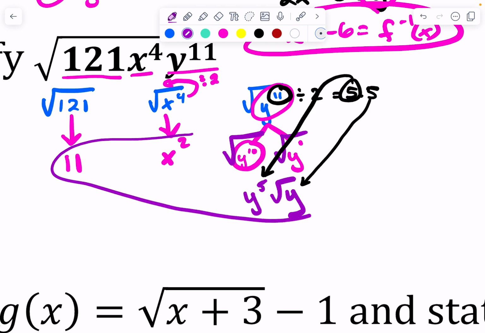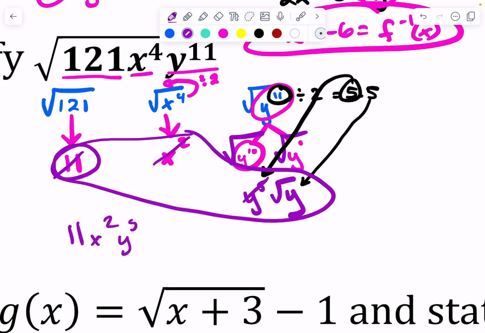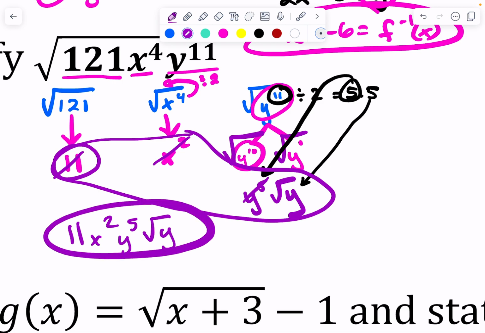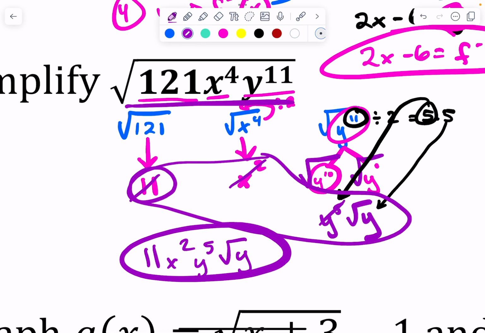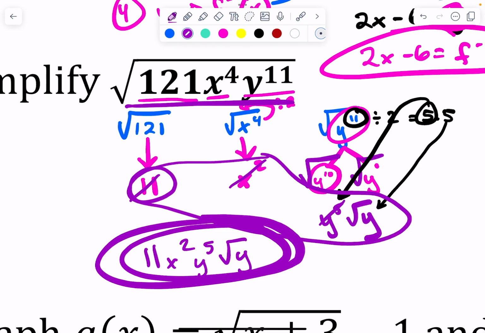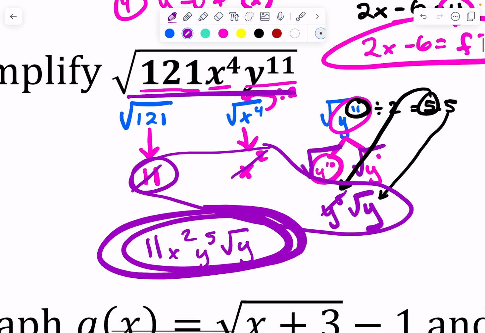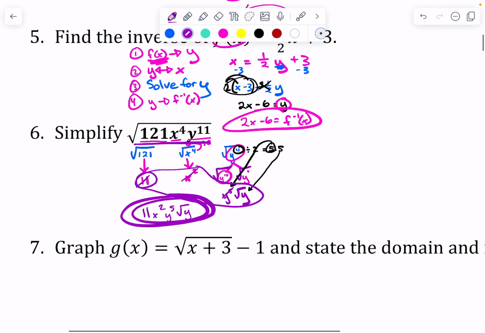Then all I have to do is put it all back together. So I've got these 3 pieces here, and I'm going to start with the outside stuff. So 11's on the outside. Then I've got x squared on the outside. I've got y to the 5th on the outside. And then I've got a square root of y on the inside. So that is simplified. It actually looks uglier than what I had to begin with, but this one right here is considered more proper than what it was originally. Whatever. All right, next, 7.